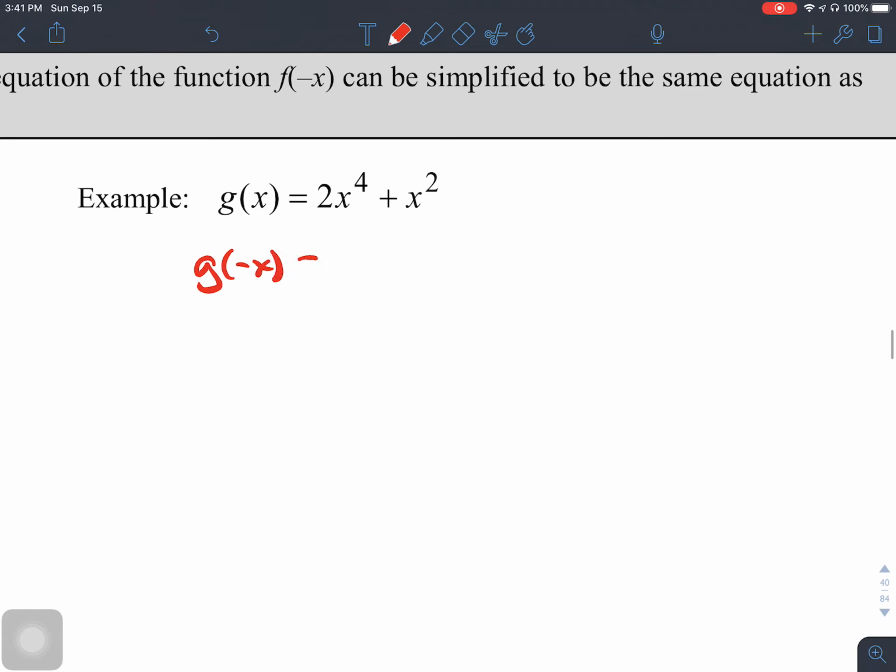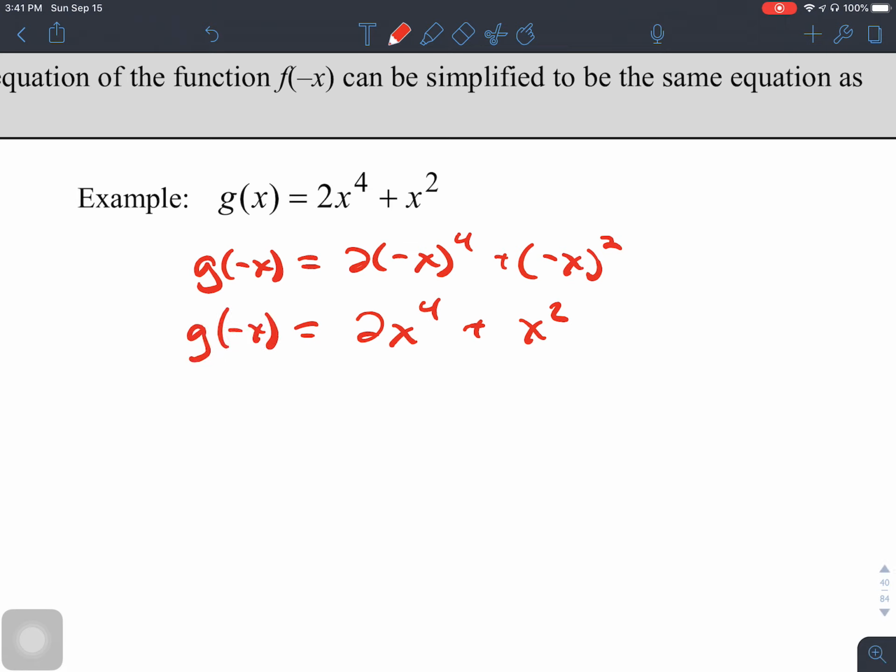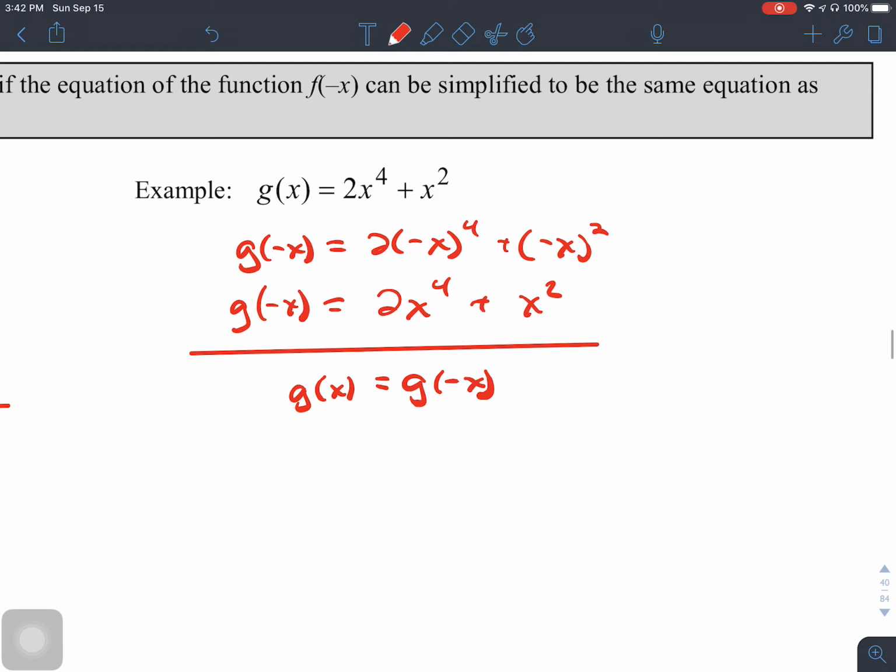We're going to put a negative x in for each of these x's and see what happens when we do that. A negative x to the fourth is going to be positive. It's going to be positive 2x to the fourth. A negative x squared is going to be a positive x squared. That's as simplified as we can get it. Is that the same as the original? You betcha. So what does that mean? That means that g of x is identical to g of negative x. Had no effect on it putting in a negative. Therefore, g of x is even.